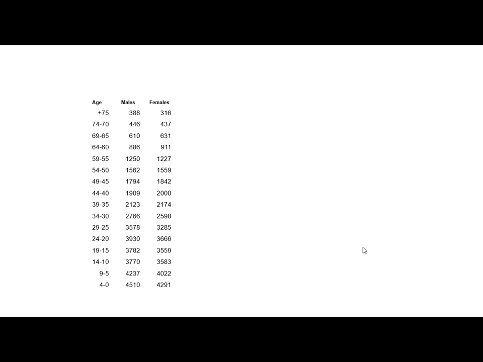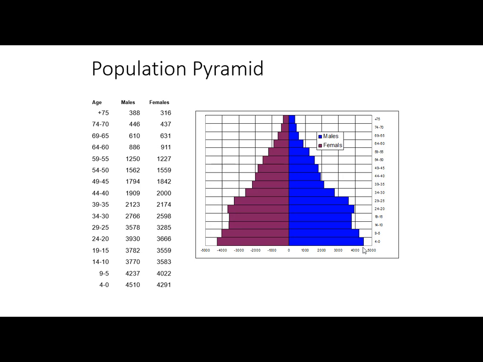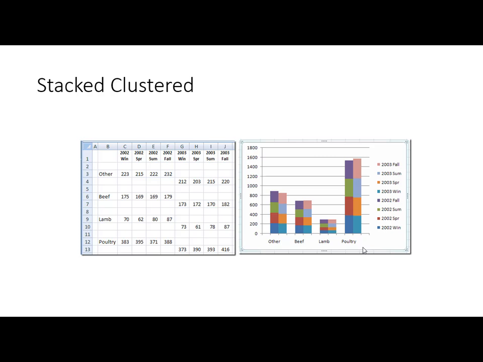Here is also another different type of graph called the population pyramid. Here I used the stacked bar chart again to plot this population pyramid, and I had to put the number of females and number of males with different signs so that they give us the impression of the population pyramid chart.